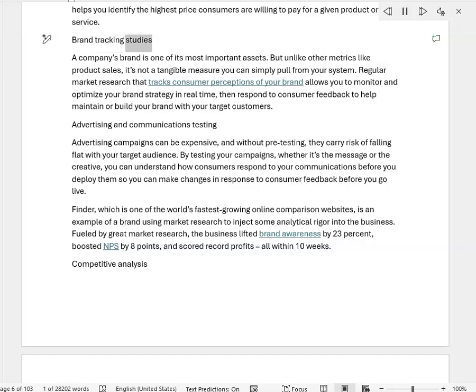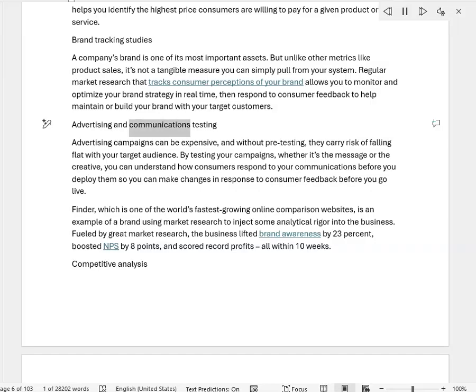Brand tracking studies. A company's brand is one of its most important assets. But unlike other metrics like product sales, it's not a tangible measure you can simply pull from your system. Regular market research that tracks consumer perceptions of your brand allows you to monitor and optimize your brand strategy in real time, then respond to consumer feedback to help maintain or build your brand with your target customers.